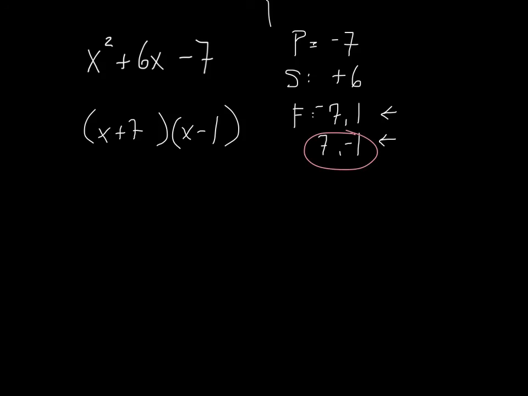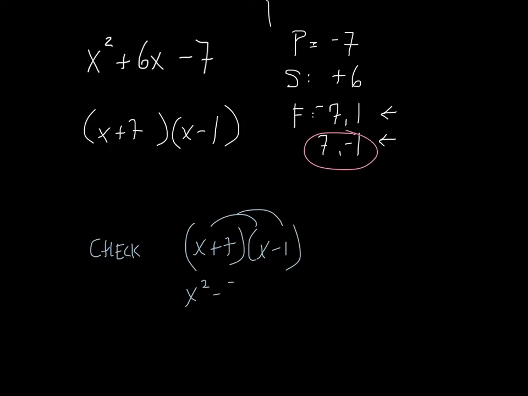How you check this, if you choose to check, is you take your x plus 7 and x minus 1, and you just go back and distribute it out. So x squared minus 1x, that's a 1, plus 7x minus 7. And then combine like terms, and that is right.